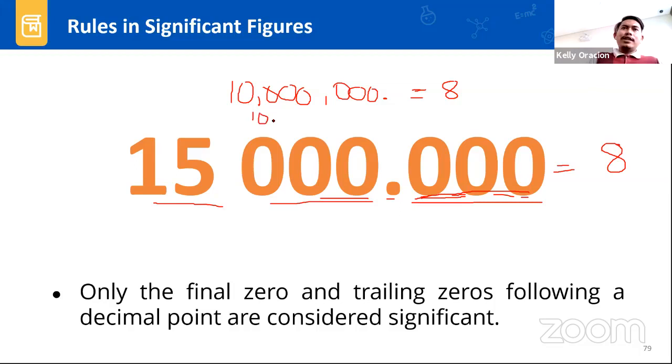Pero pag ganito lang siya, class, pag walang decimal at the end, the number of significant figures for this one is 1. Si 1 lang yung significant. The rest, no. Pero may emphasis of decimals at the end. If may nakalagay dyan na decimal, makonsider ito na significant. Okay? Pero ito, walang decimal at the end, so only 1 lang yung significant. So please take note of that one. Next.